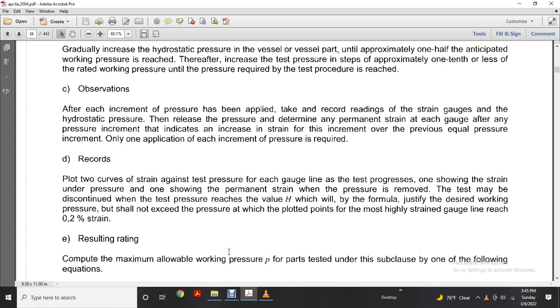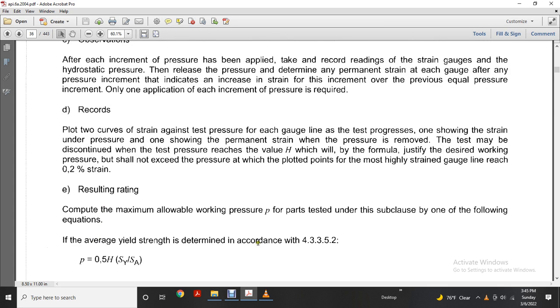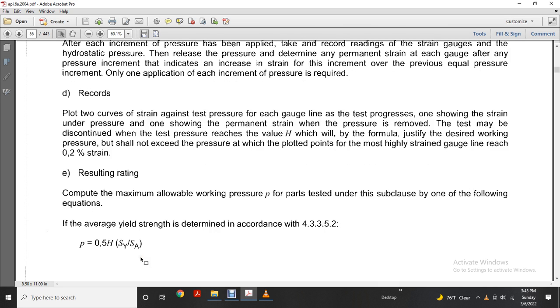Plot added points for the most highly strained gauge line reaching 2% strain. Pressure rating: compute the maximum allowable working pressure of the parts tested in subclause 1 using the following equations. Average yield strength determined in accordance with 4.3.3.5.2. Pressure is equal to 0.5 times H, the value times system yield strength, system A.